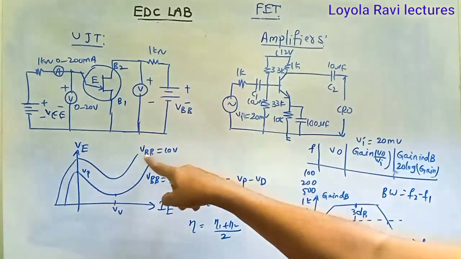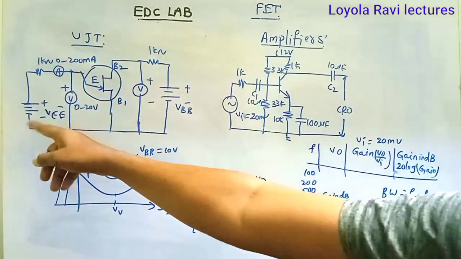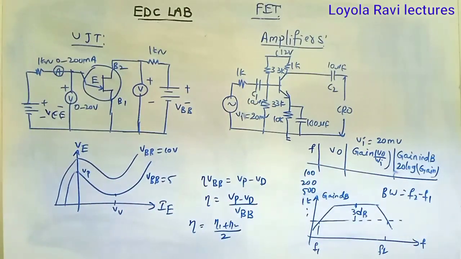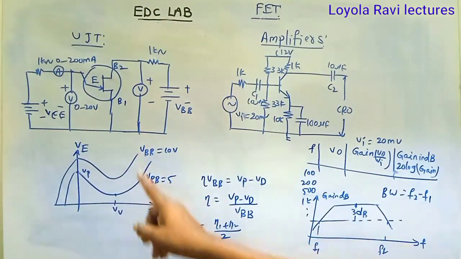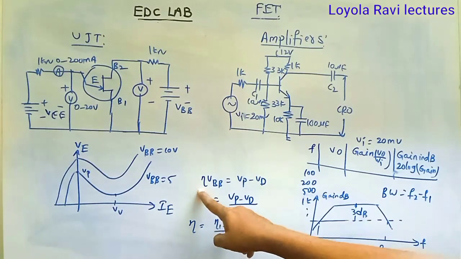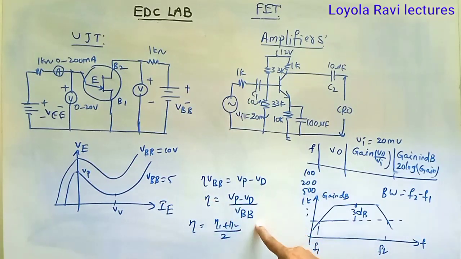Keep this one 10 volts. Then come to input side, vary this VE and note down the VE and IE values. You may get the curve like this. For example, I am calculating for two constants. Then from this we have to find intrinsic standoff ratio, eta. Eta is equal to Vp minus Vd by Vbb.